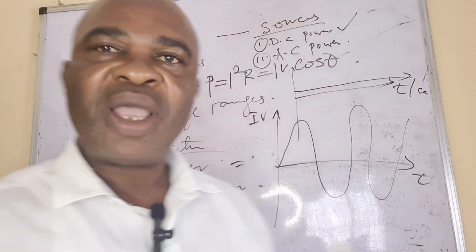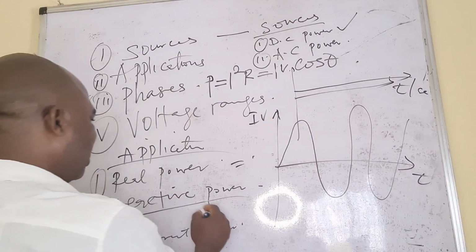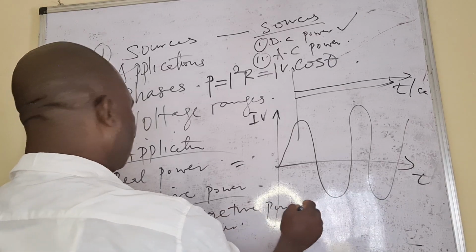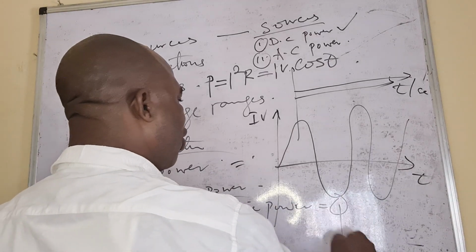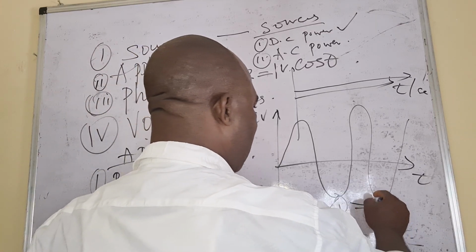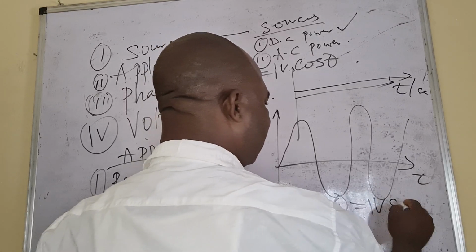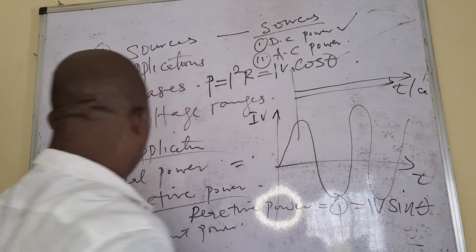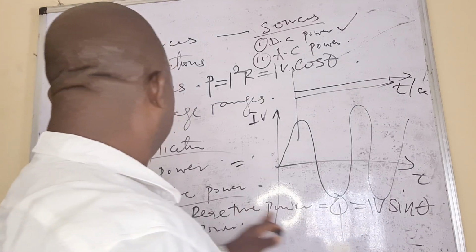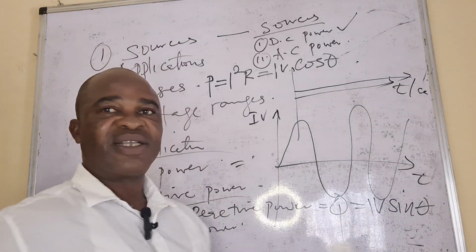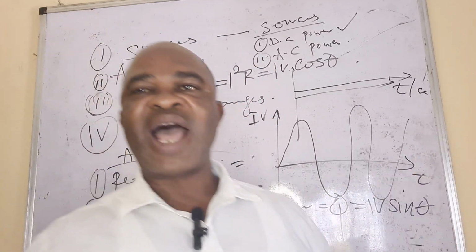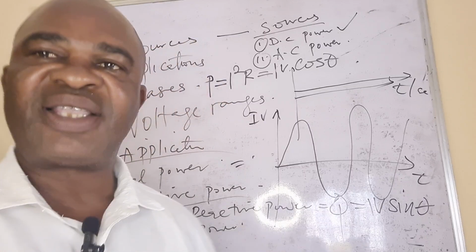So we now put that reactive power equal to Q, which is equal to IV sine theta. IV sine theta gives us our reactive power. So we say that it's power developed in inductive circuits. There are power stored and released by inductors, capacitors, etc.